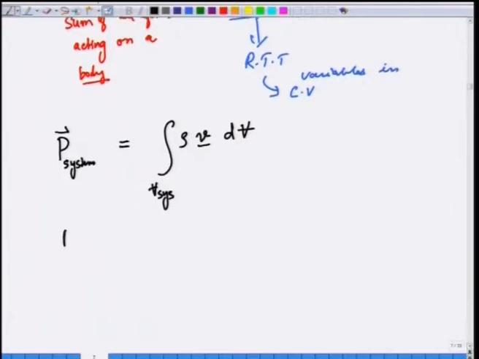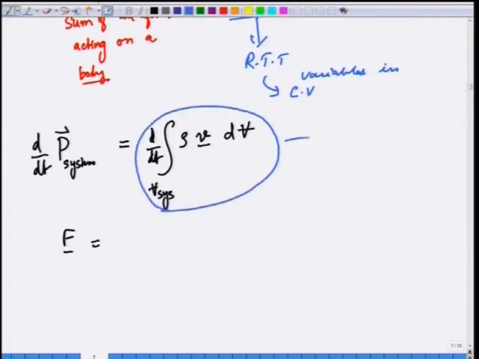And since we want d/dt, we will put d/dt, and this must be simplified using Reynolds transport theorem. We will do this shortly. The sum of all the forces is the sum of body forces and surface forces.